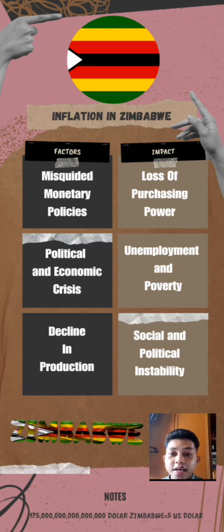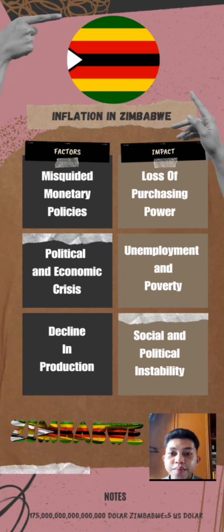Besides that, the impact of severe inflation in Zimbabwe has been devastating to the economy and the livelihood of the people. Some of the consequences include: first, loss of purchasing power. High inflation eroded the value of money significantly. Zimbabweans had to pay exorbitant prices for goods and services, rapidly diminishing their purchasing power.